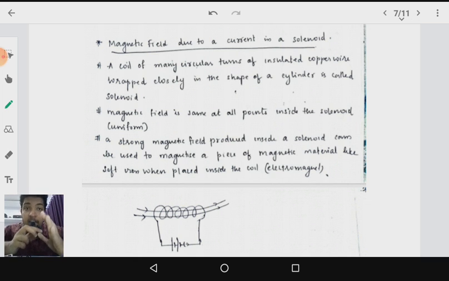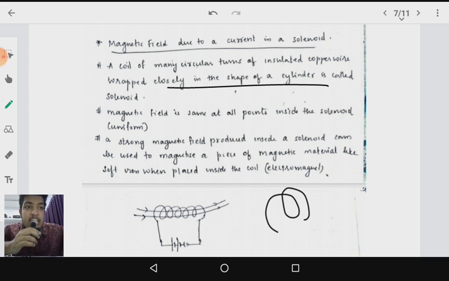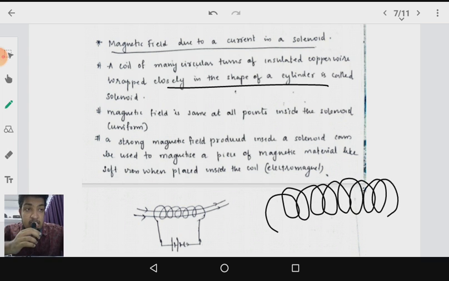It is a coil of many circular turns of insulated copper wire which is wrapped closely in the shape of a cylinder. That means I am taking some insulated copper wires, and that is curled like this, like a spring. So that is known as a solenoid.